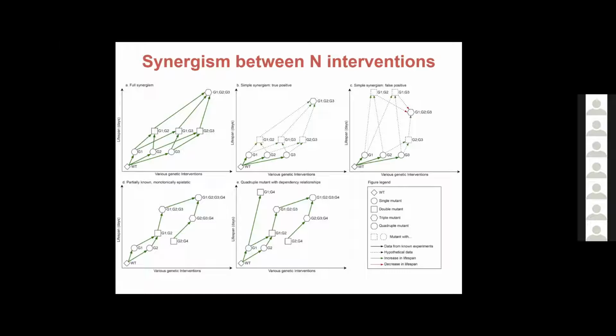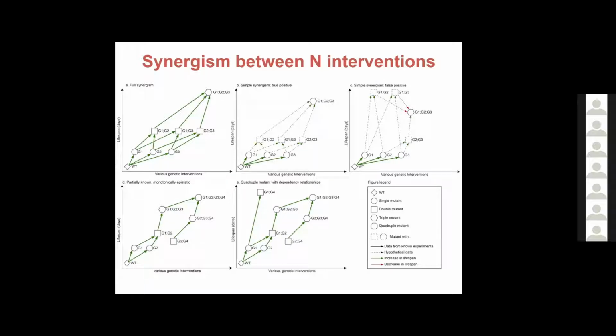For example, in figure A, the lifespan change in the triple mutant is greater than the sum of the lifespan change in single mutant G1 and double mutants G2, G3. And this is true for the other two pairs of single and double mutants. The most common definition for synergy is usually "greater than the sum."